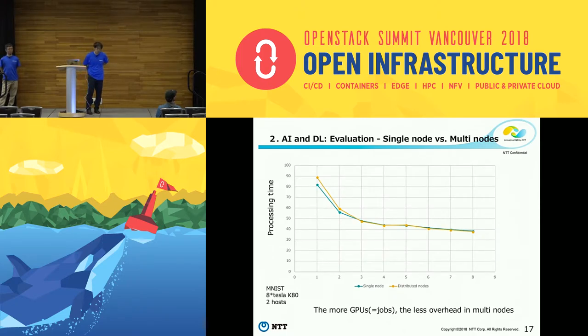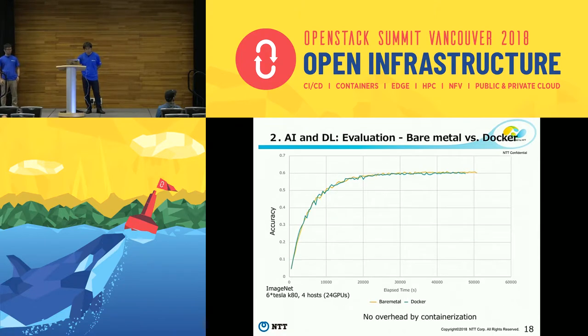This graph shows the actual processing time when we increase the number of GPUs, comparing the single node and the distributed node. Each host has 8 Tesla K80s, and as this graph shows, there is almost no overhead even when we use multiple nodes, compared with a single node. This means that there is almost no overhead in the interconnect when we do model averaging several times.